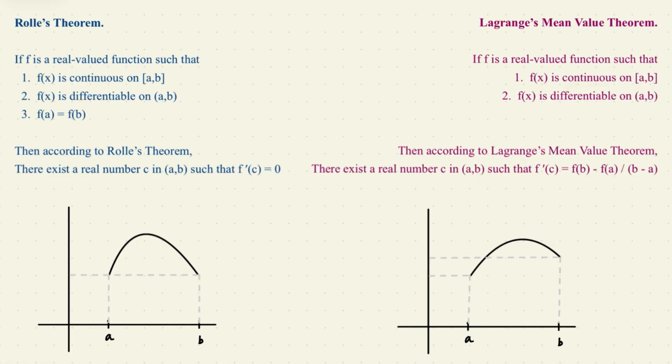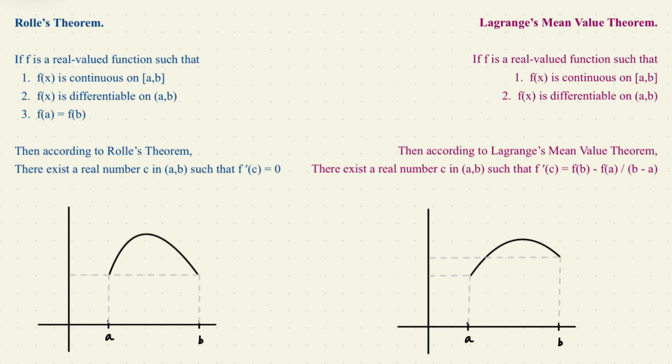Rolle's theorem states that if f is a real valued function such that f(x) is continuous on closed interval [a, b], f(x) is differentiable on open interval (a, b), and f(a) is equal to f(b), then by Rolle's theorem there should exist a real number c between a and b such that f'(c) will be equal to 0. So in order to apply Rolle's theorem, these three conditions should be fulfilled. Only that time we can apply Rolle's theorem.